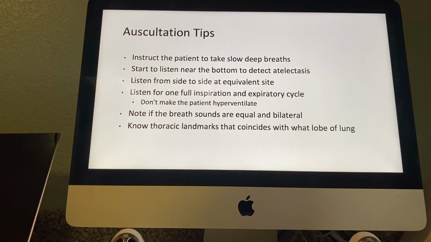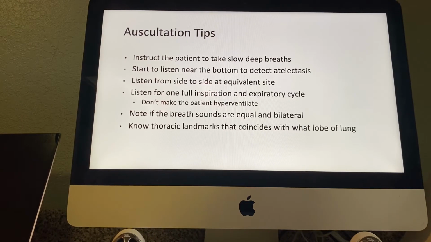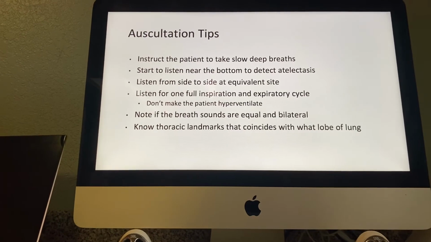Start to listen near the bottom to detect atelectasis. So if you're waking your patient up or you're doing an assessment first thing in the morning and you start to listen near the bottom, you'll understand in about 10 minutes why that's important and what atelectasis sounds like, what breath sounds we hear, and why that's important.